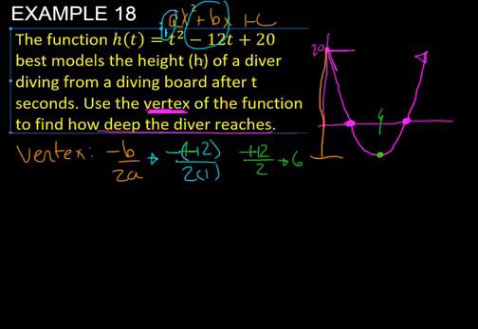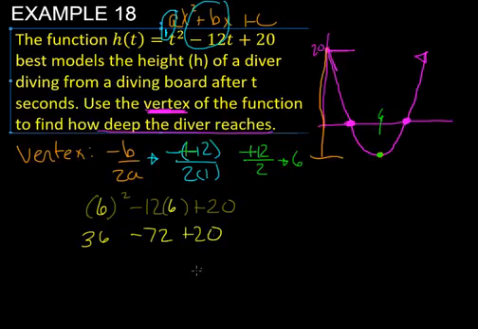Now let's figure that out by plugging in 6. So we're going to take our original formula, t squared minus 12 times t plus 20. So we're going to plug in 6. Okay, 6 squared is 36. Negative 12 times 6 is negative 72, plus 20.